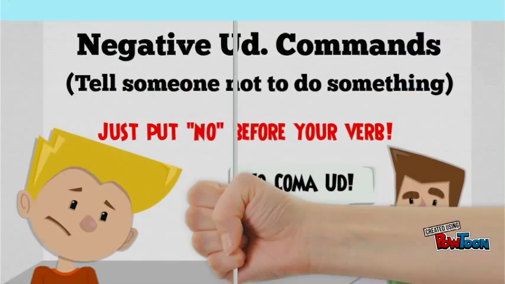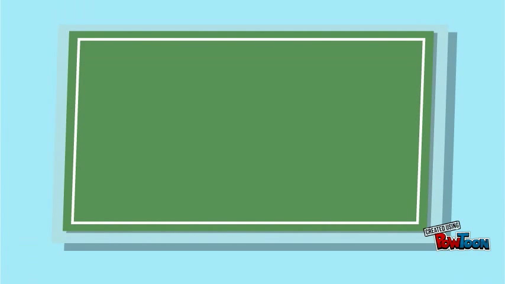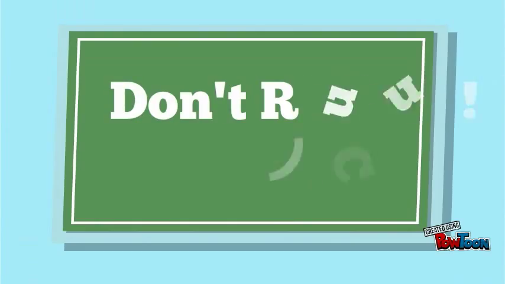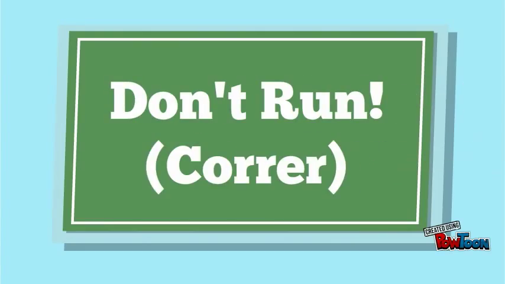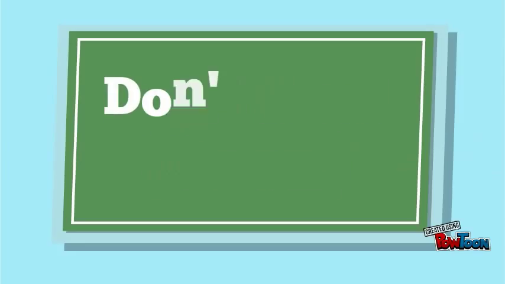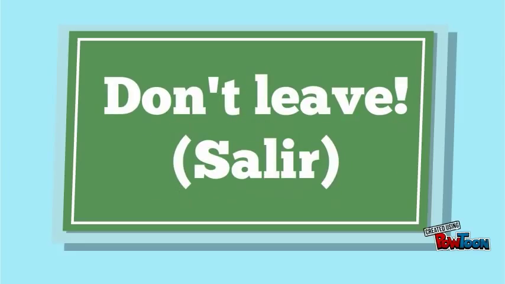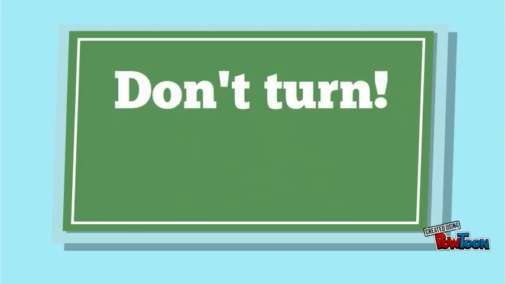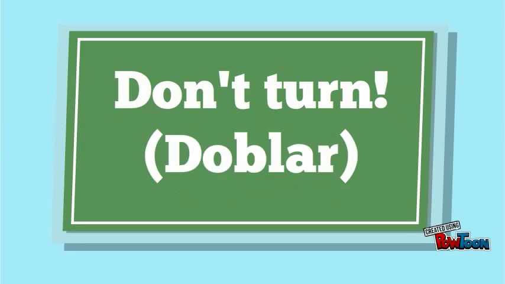It's that easy. Let's test it out now, and tell someone, "don't run," using correr. Now try, "don't leave," using salir. And finally, "don't turn," using doblar.